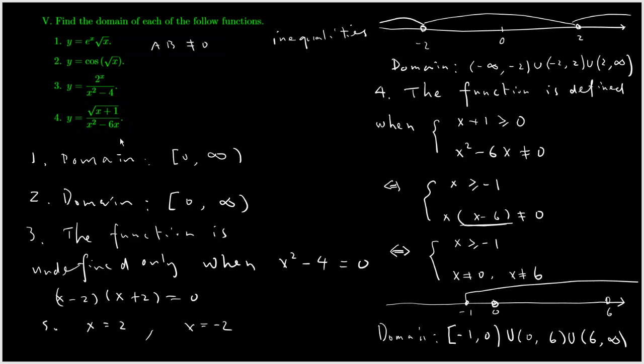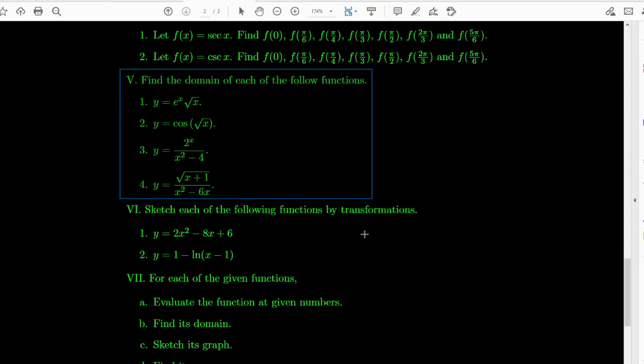Any questions about this? Question number 4 is a little bit complicated, but I hope it's not too hard to follow. You solve a system of inequalities, and after getting everything in terms of x, in the last form, x is greater than or equal to -1, x is not equal to 0, x is not equal to 6. After getting everything in terms of x, you are ready to represent the domain with the help of a number line. That's question number 4. If you don't have any questions, we'll move on.